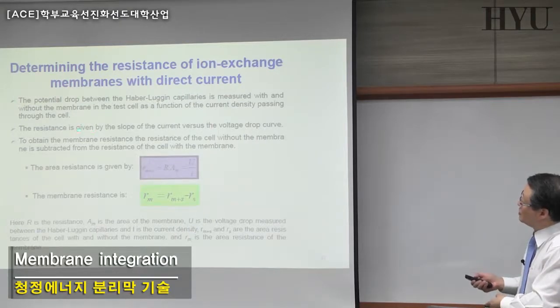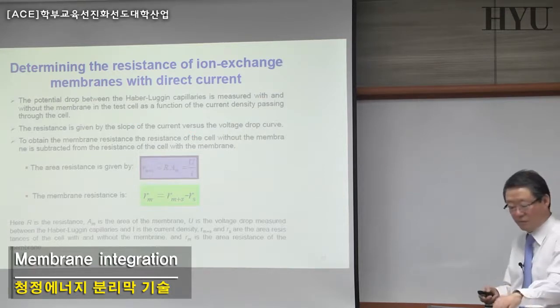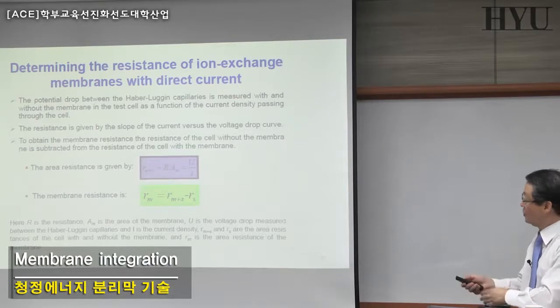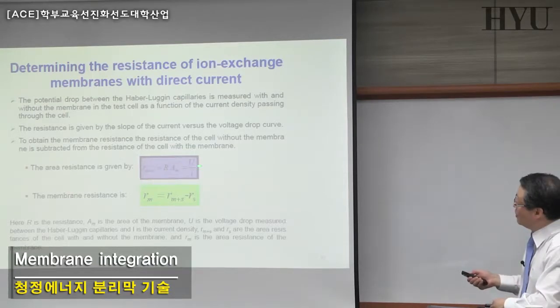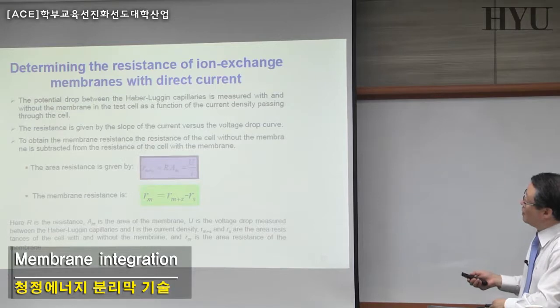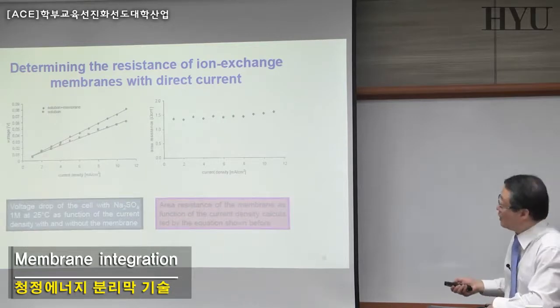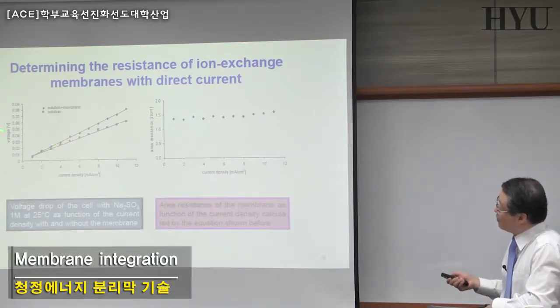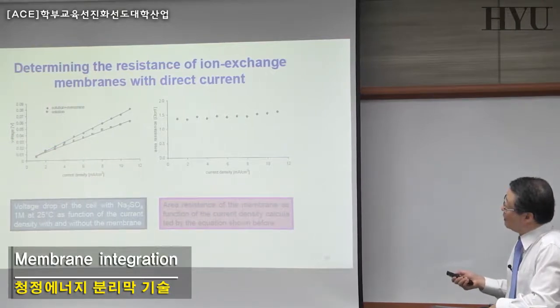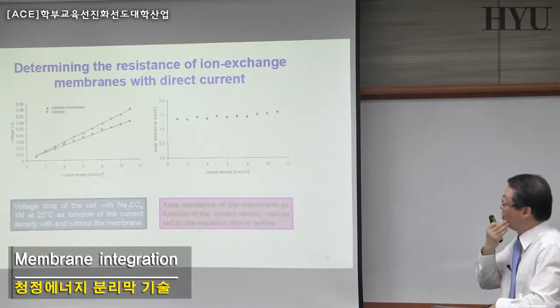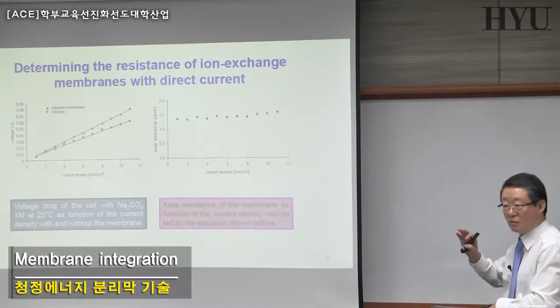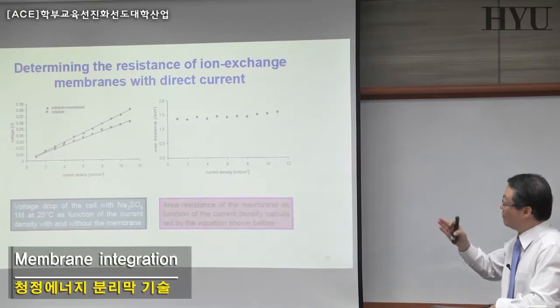So the resistance is given by the slope of the current versus the voltage drop curve. Well, resistance is always given by the current and the voltage, which is plotted here in the next slide. So we have the current density and the voltage here, and usually you have some type of linear plot. If you apply a higher current, then you obtain a higher voltage.